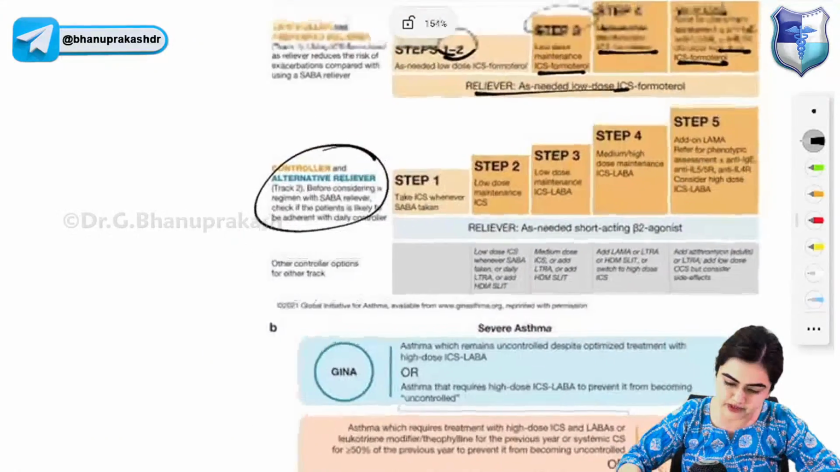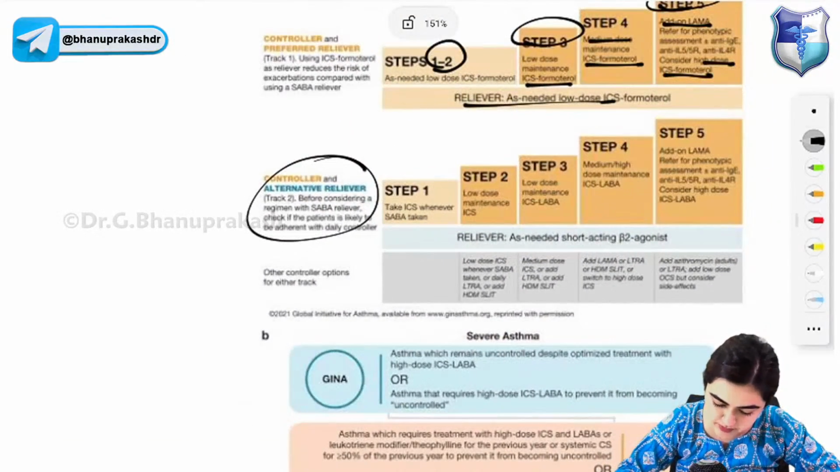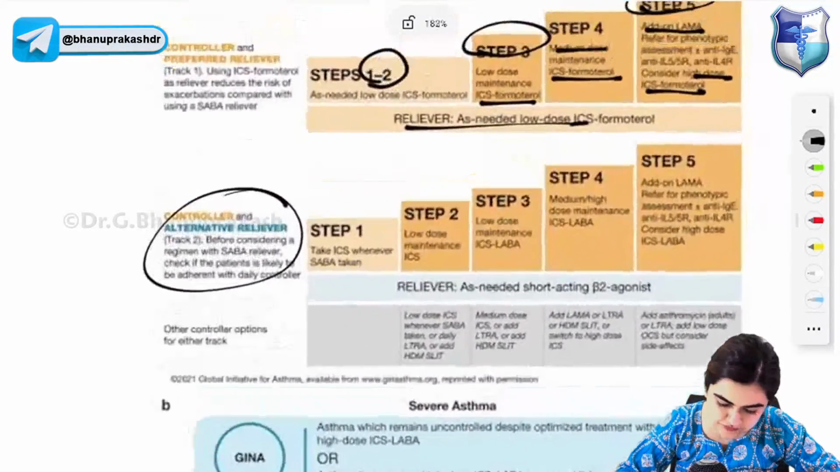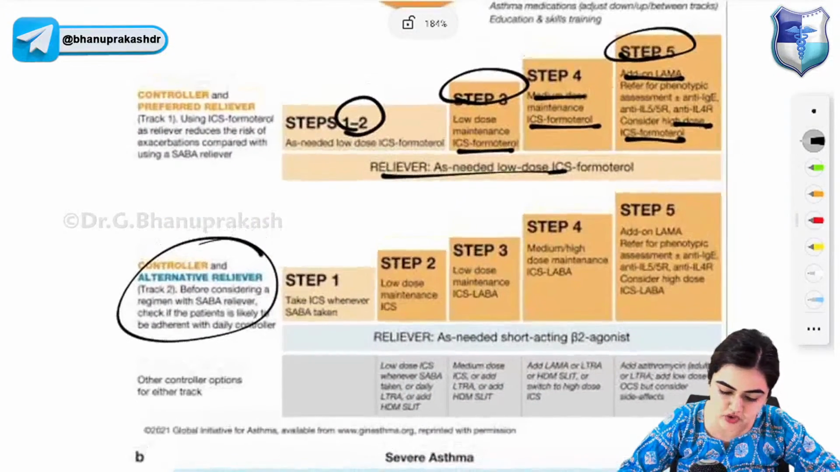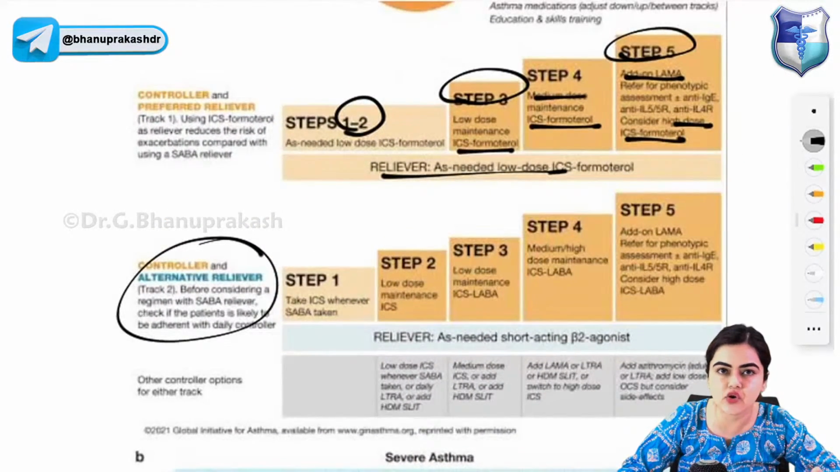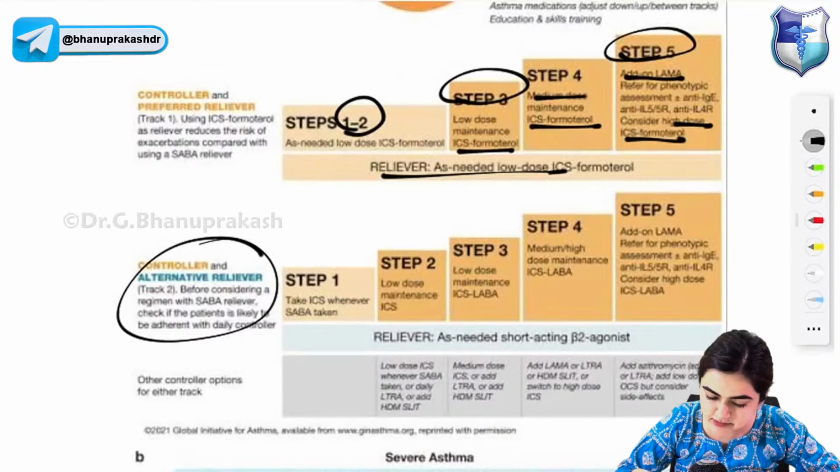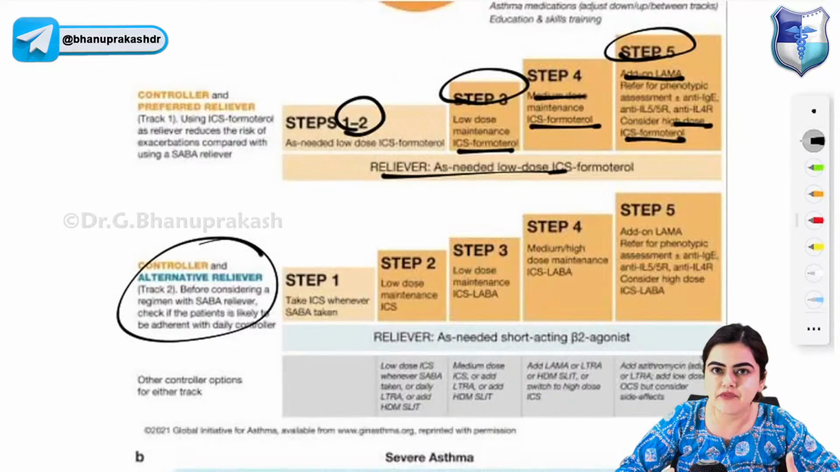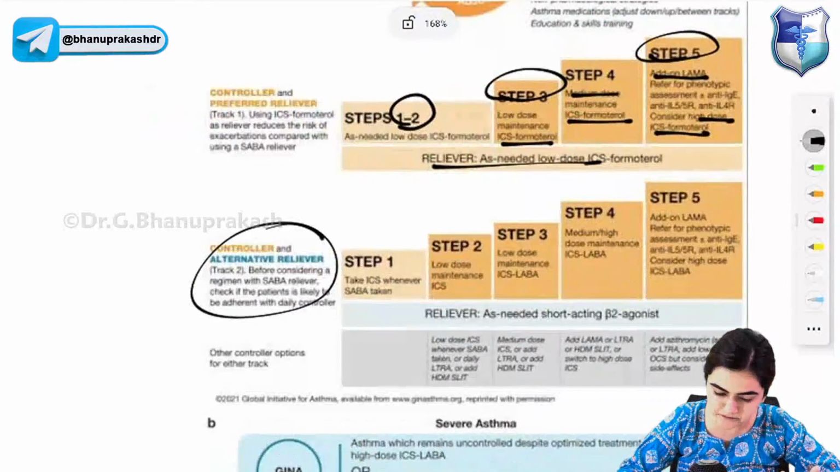These are the treatment guidelines. You have to remember that in step 1, 2, and 3, you give low dose inhalational corticosteroids and formoterol. In step 4, you give medium dose, and in step 5, you add LAMA to the patient.